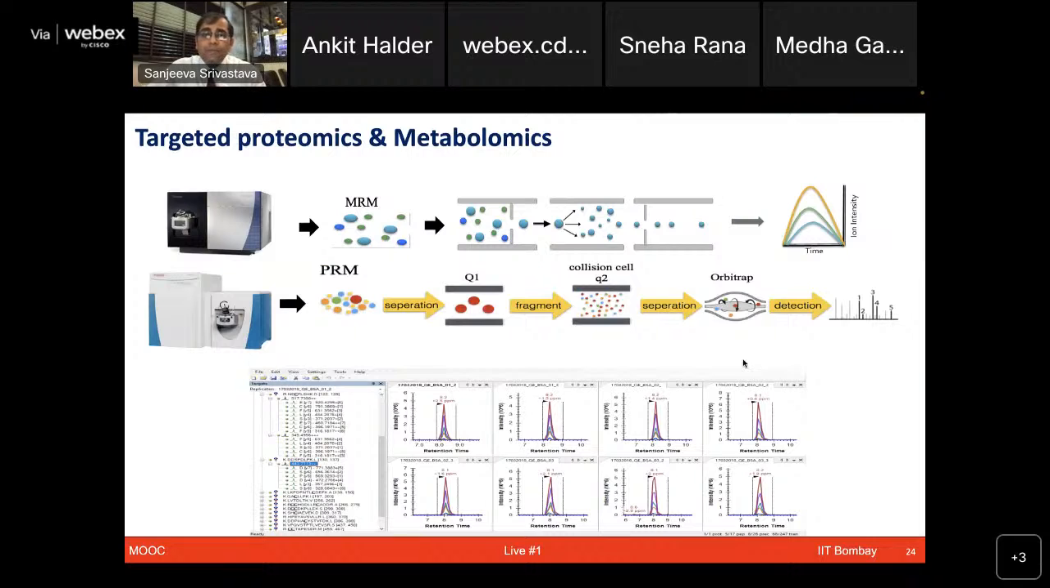And that's where we are going to use different types of triple quadrupole or Orbitrap mass spectrometers. Two different approaches have broadly been used. One is known as MRM, or multiple reaction monitoring. Here you would like to screen very specific peptides which you have identified from the discovery work of any kind of deep proteome analysis or quantitative proteomic analysis, that you have the set of peptides which you want to validate.